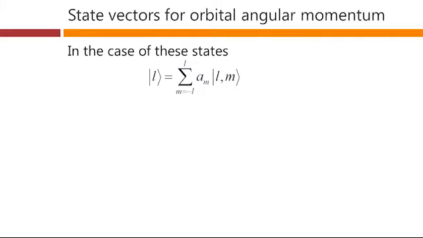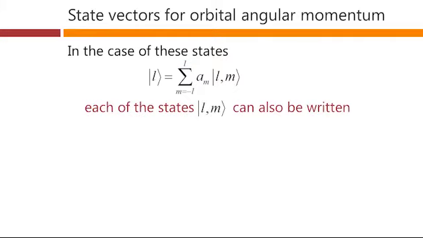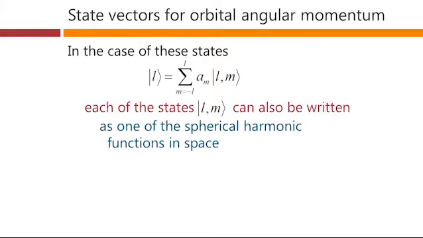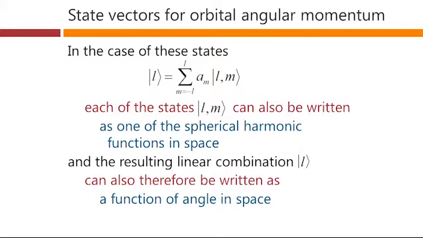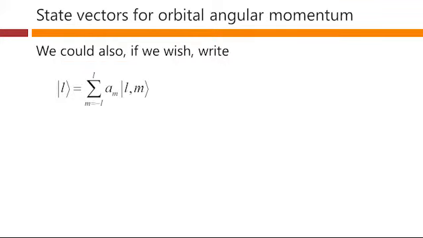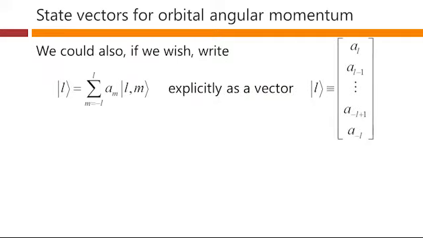In the case of these states, each of the states could also be written as one of the spherical harmonic functions in space. And the resulting linear combination can therefore also be written as a function of angle in space. We could also, if we wish, write this general state out explicitly as a vector of these values, all the way from A_L to A_minus L down here, with M as the index.